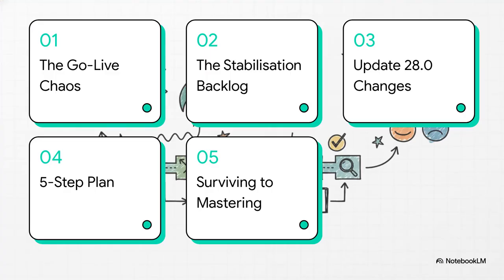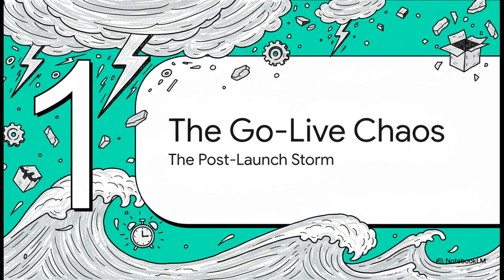So here's our game plan. We'll start by dissecting that go-live chaos, and then introduce the hero of our story, the stabilization backlog. We'll also look at some new tech in Update 28.0 that makes this whole thing possible. I'll give you a 5-step plan you can actually use, and we'll see how this takes you from just surviving go-live to totally mastering it. Okay, let's dive right in.